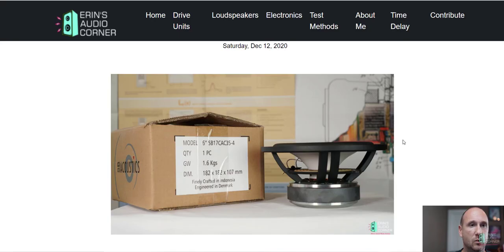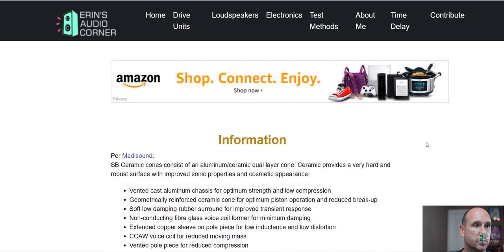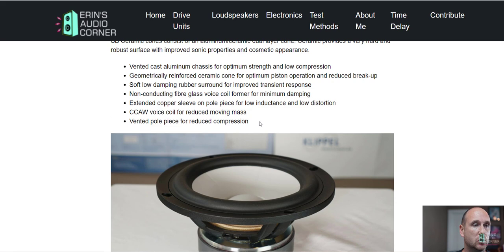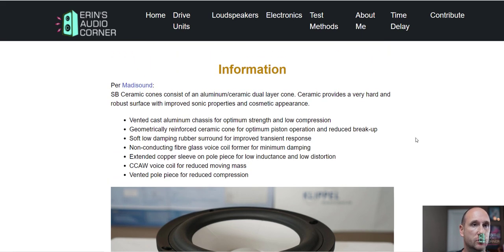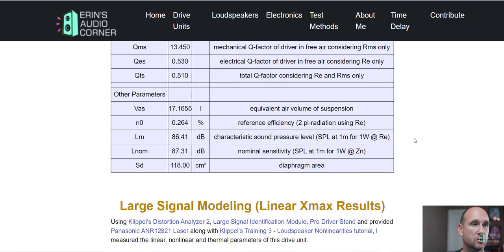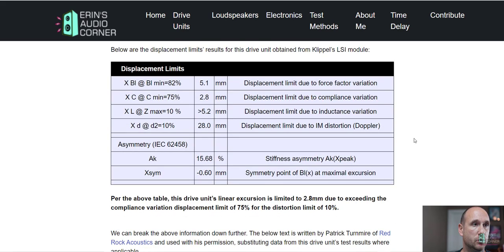All right, we are at my website, erinsaudiocorner.com. That's where I had this data hosted, and here are some pictures. Here's some intro, which I just copied and pasted from Mattisound. If you want to read more about the tech specs of this driver's makeup, then you're more than welcome to do that. But I'm going to skip down to some of the more important data points that we care about.